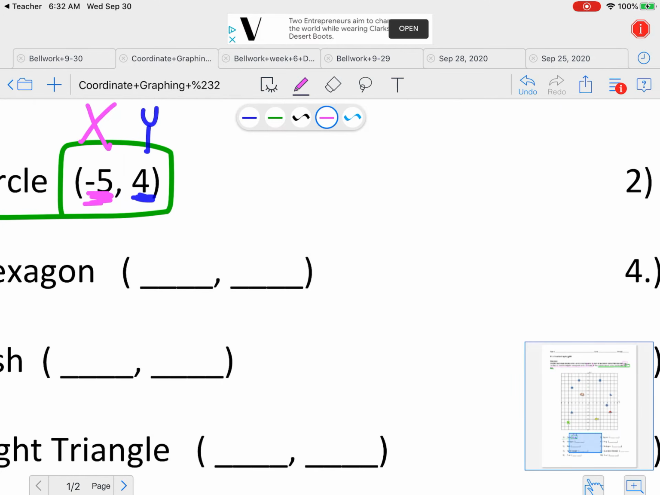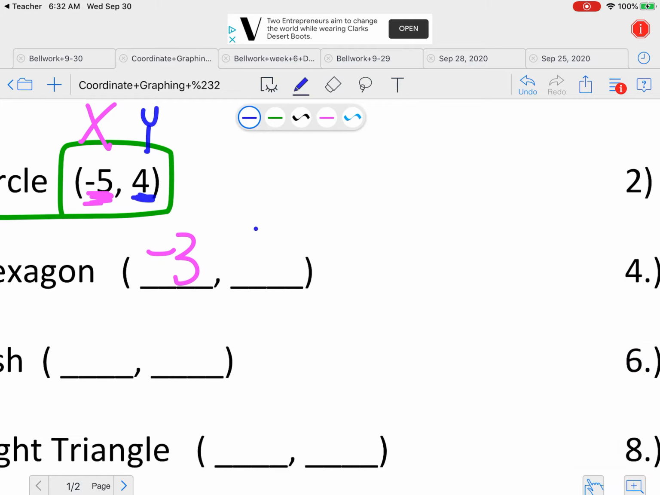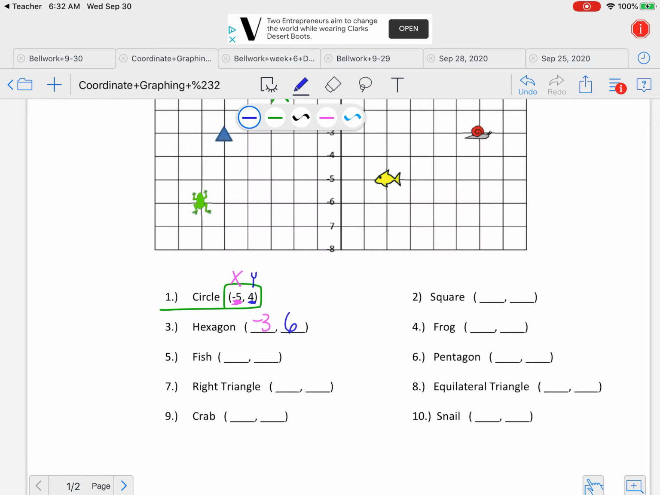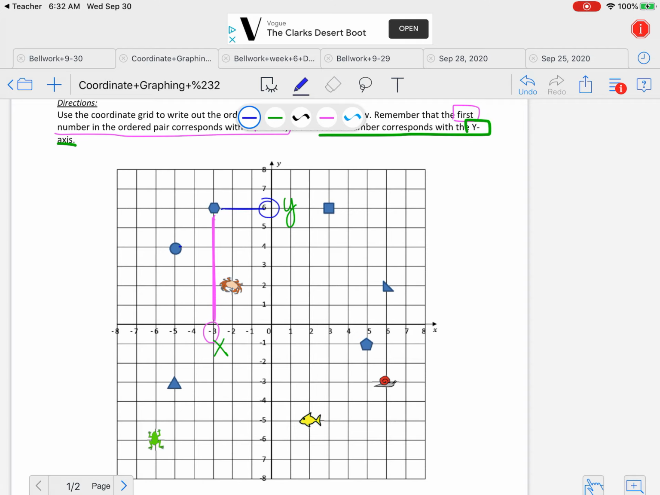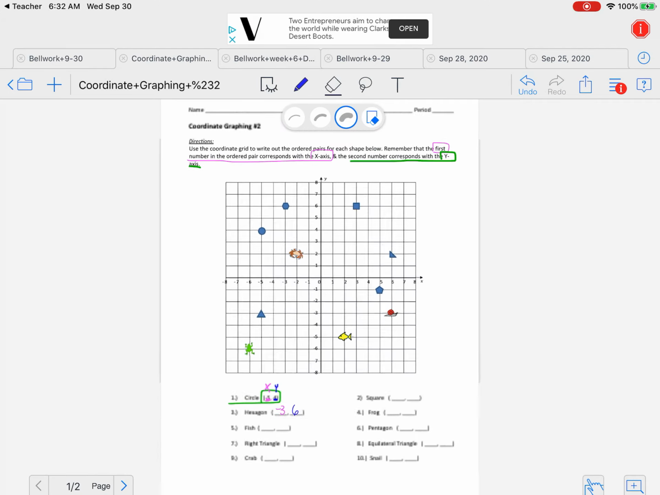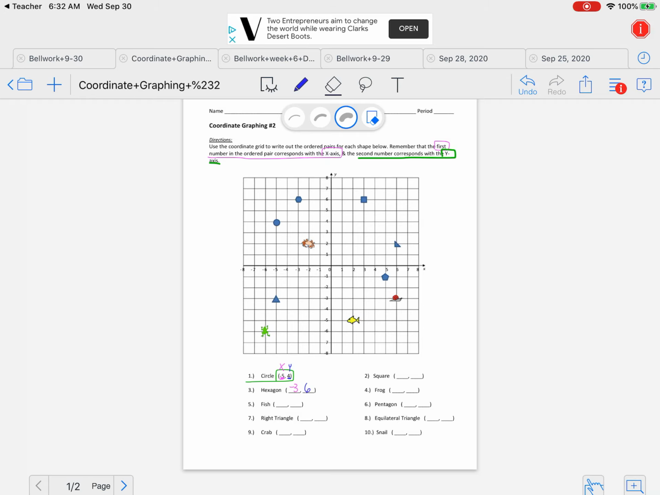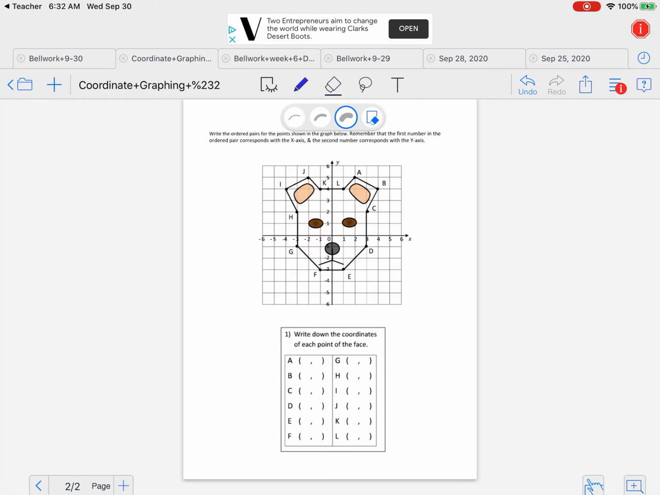I would write them in: -3, +6. Okay, then I can come back up and erase these lines so they're not in the way for the next piece. You would continue doing those, then tab over to page 2.